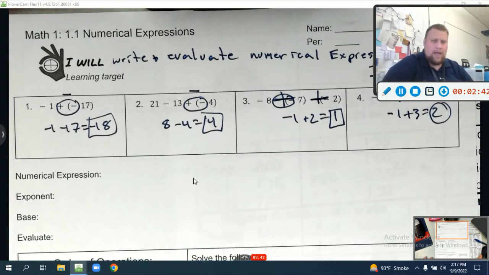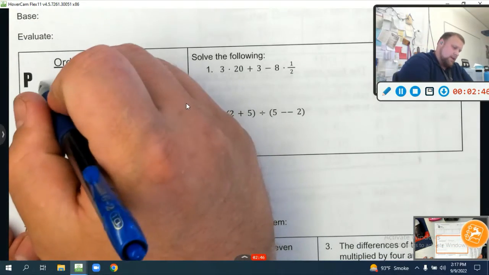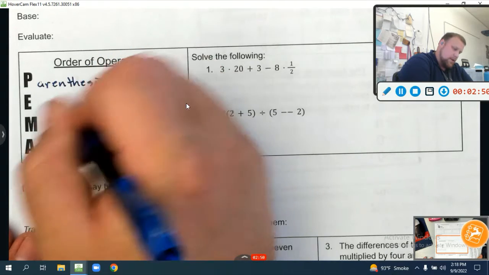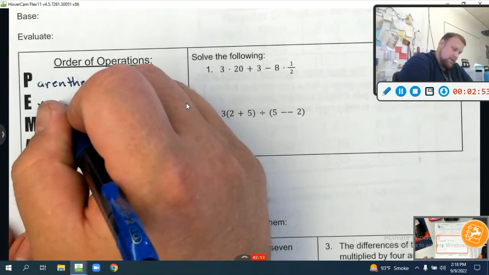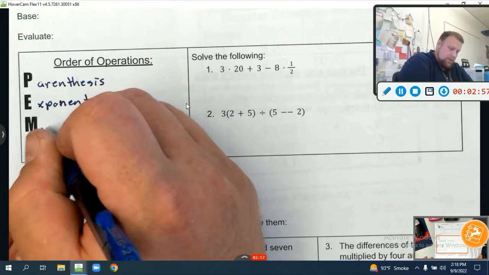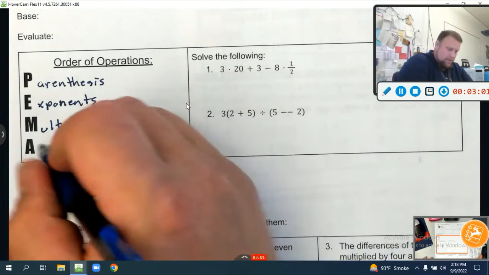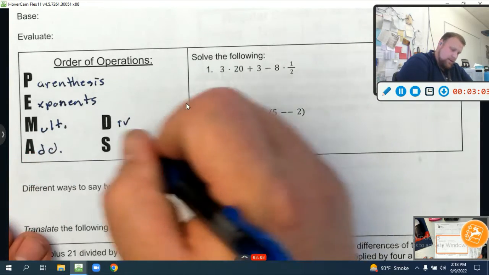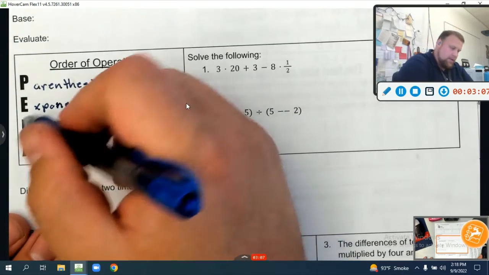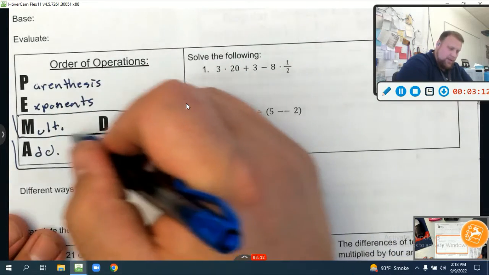All right, today, guys, we are talking about PEMDAS. That is parentheses, exponents, multiplication, division, addition, and subtraction. Now, you'll notice I have multiplication and division at the same level. Same thing with addition and subtraction.